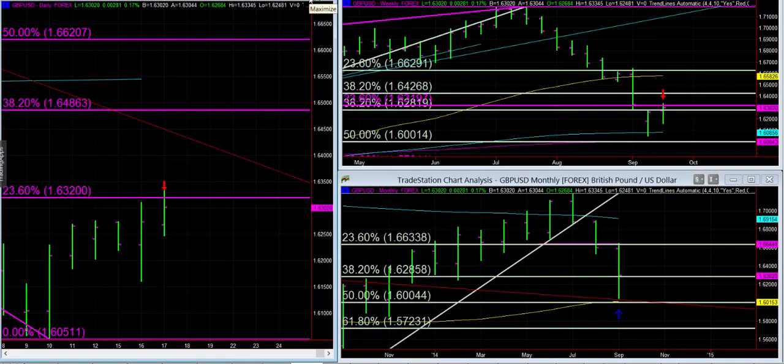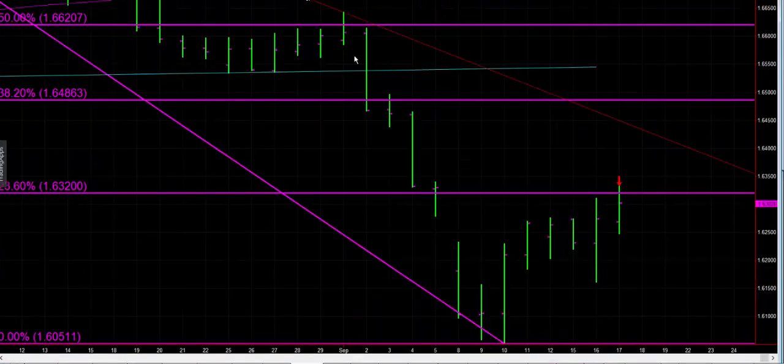Starting off with cable, which is the British pound against the US dollar. We've drawn a red arrow here to show that the pound has reached this key level, this 163.20 area that we identified in a previous video. That is a retracement level. Above that, we have a red downtrend line coming here, and we see further targets around 164.85 and then around 166.20.